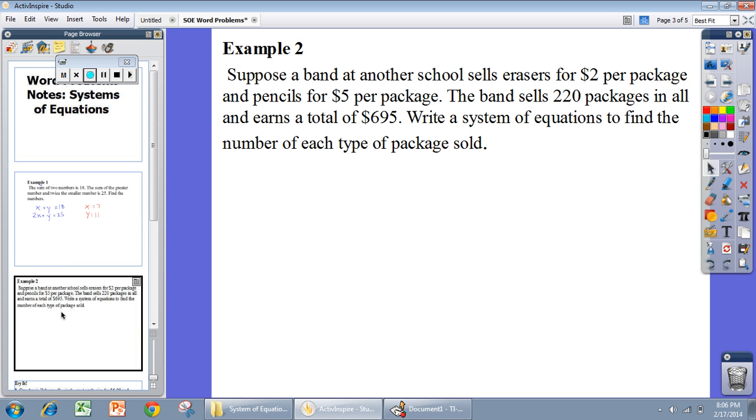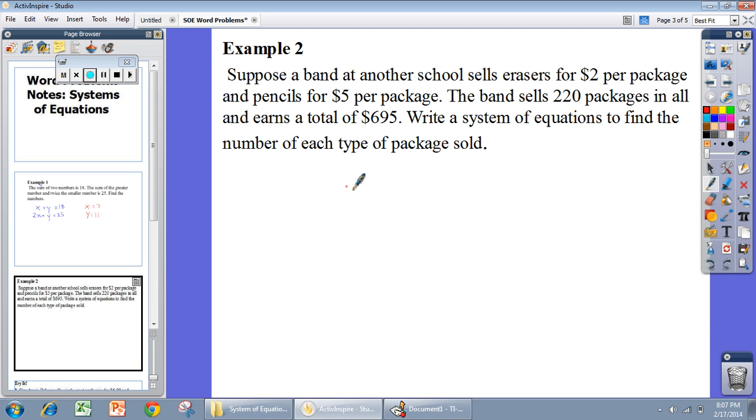Now, I like these ones that deal with money, because I feel like they make a lot of sense. And who likes money? I like money. All right, so a band at another school is selling erasers and pencils. So I want to call this not x and y. I want to use erasers and pencils, so E and P for erasers and pencils.